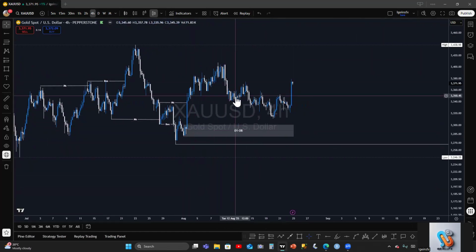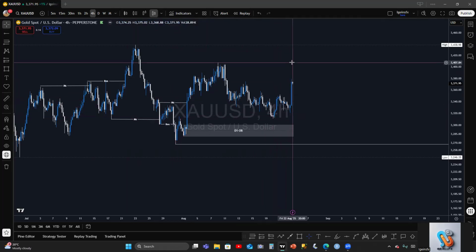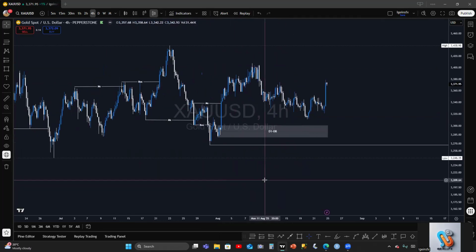One thing you should notice is that price got to this level, this daily order block level, and you see the reaction. That's why I always tell people, the higher the time frame, there's every possibility that the levels will hold better. The higher you go, the stronger the levels.